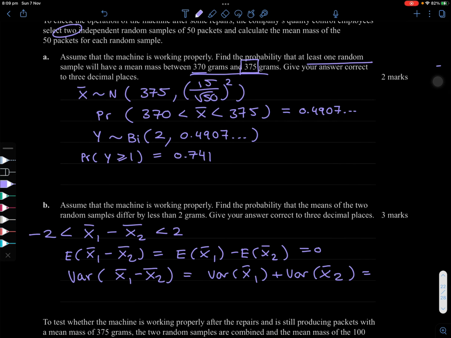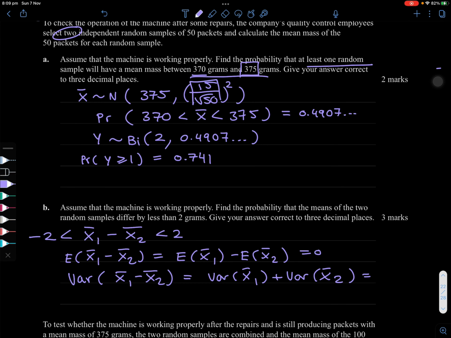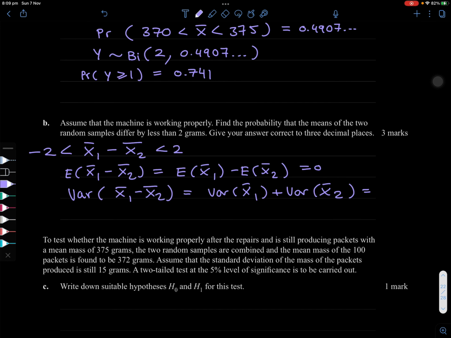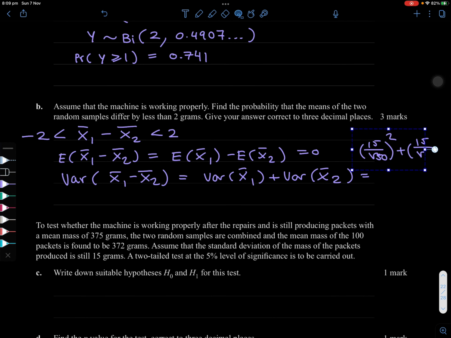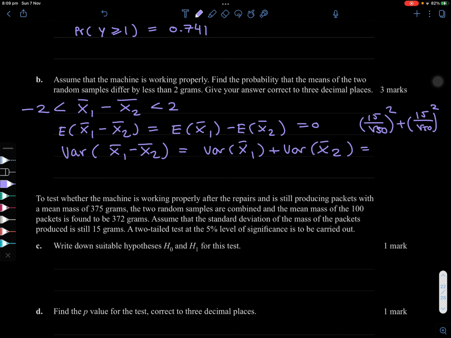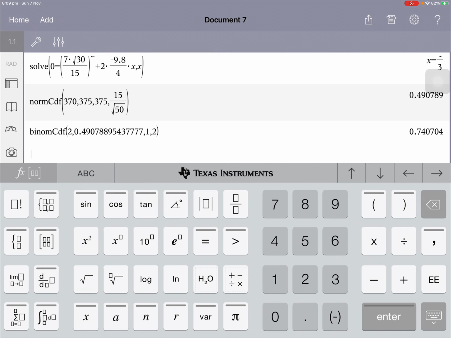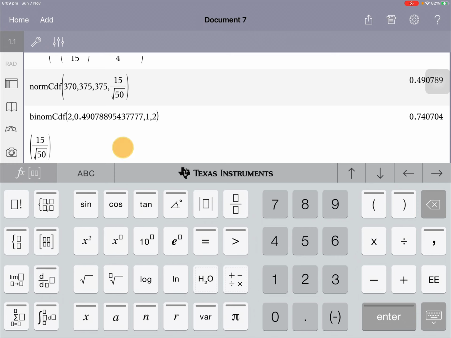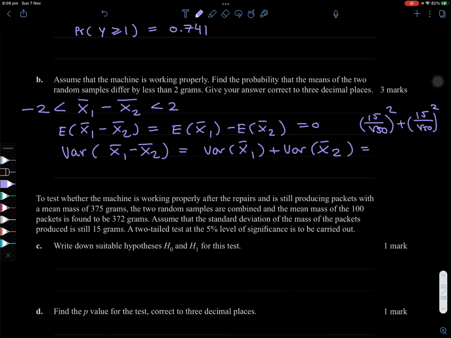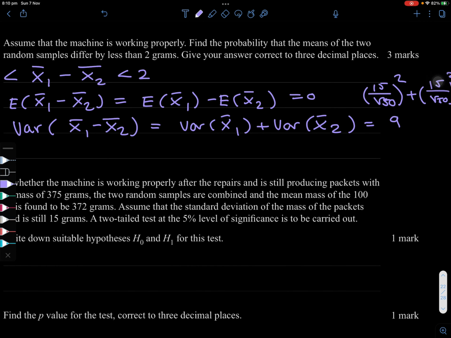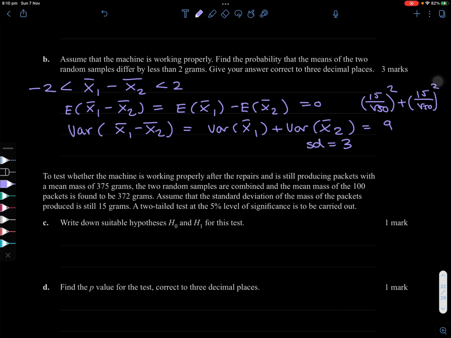Remember, we found that the standard deviation was this, and squaring it gives us the variance. So both of them have the same variance. That's going to be 15 on root 50 squared plus 15 on root 50 squared. It's the same thing twice. Let's actually work out what that is. That's 9. Nice, beautiful. So that gives us 9, and when you square root it to get the standard deviation, we get a standard deviation of 3.